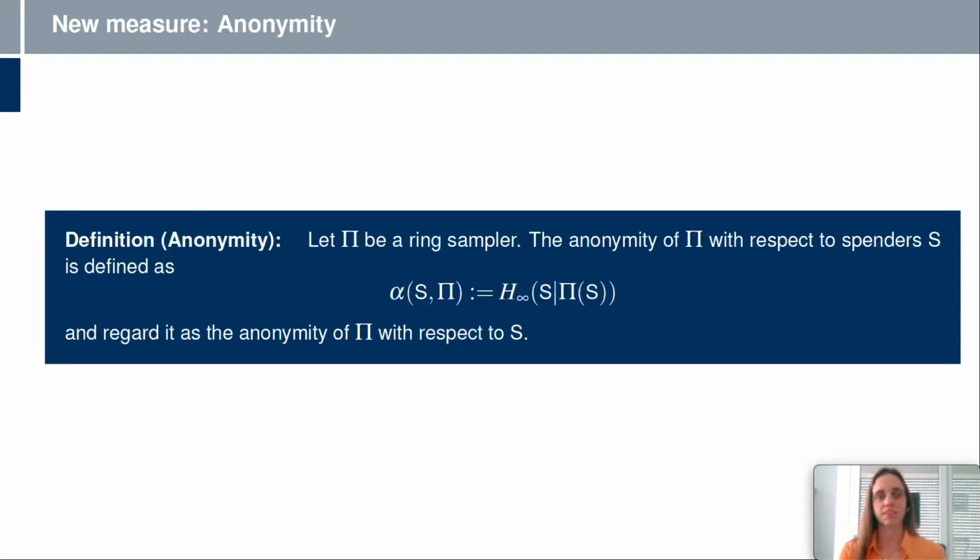And with this now, we build our new anonymity measure, depending on our spenders and our ring sampler. And we say this is the min entropy of S conditioned on the output of the ring sampler when input with S. This has a very nice property.